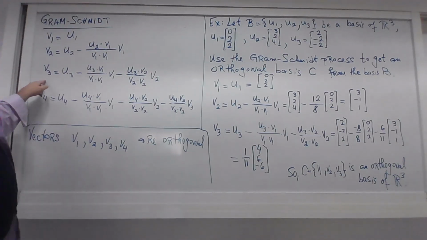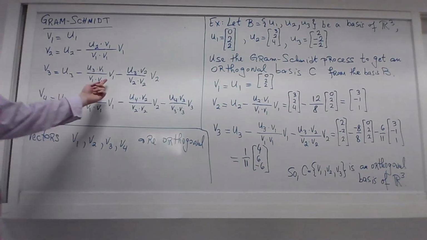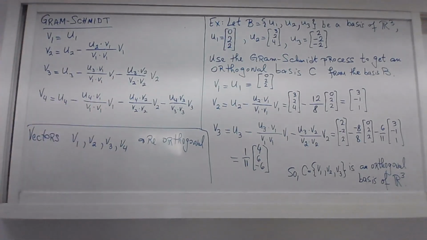And then v3 is u3 minus the projection of u3 on v1 minus the projection of u3 on v2. These things are just repetition of the Gram-Schmidt process. The process guarantees that vectors v1, v2, v3, v4 will be orthogonal.